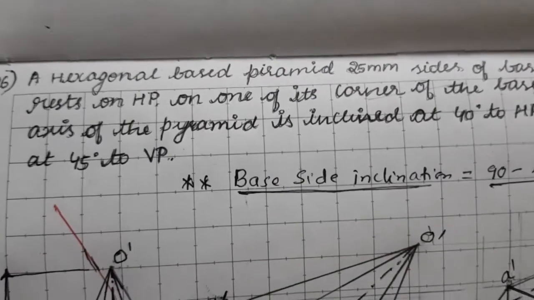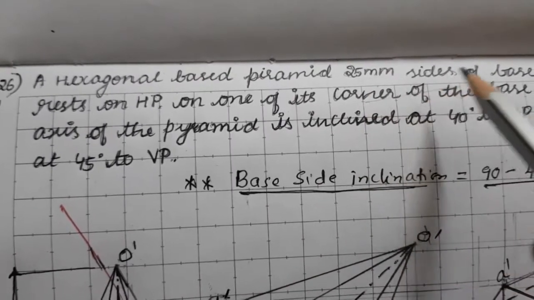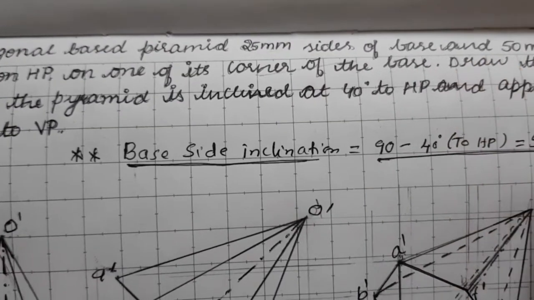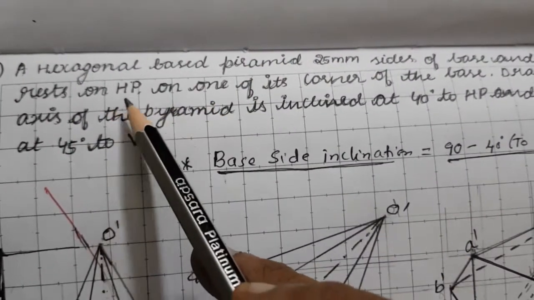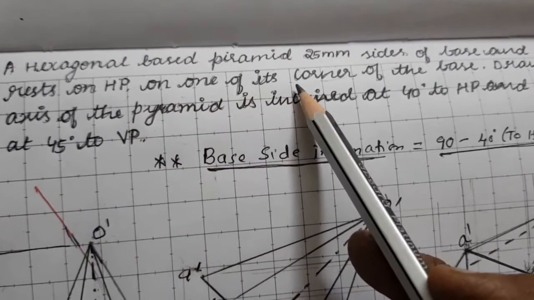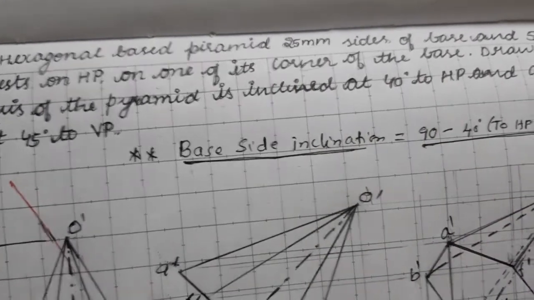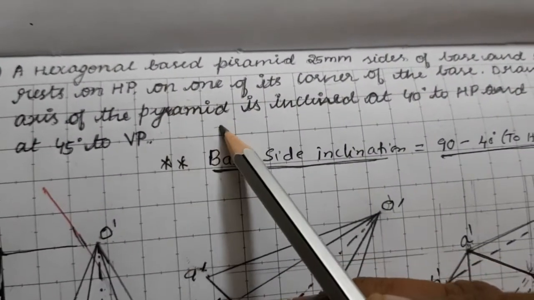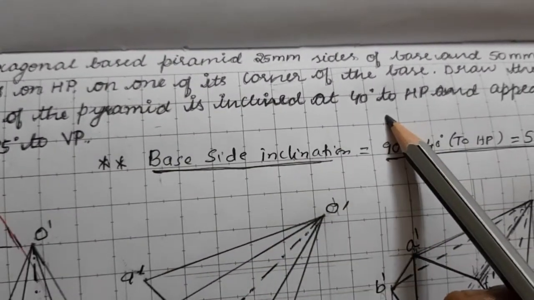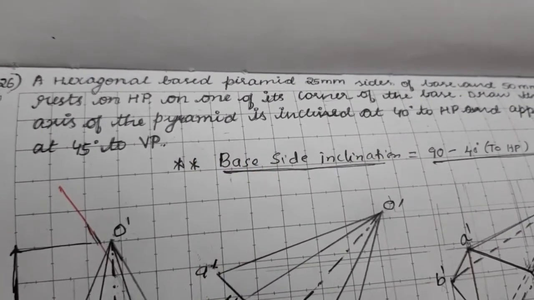So let us consider a problem: a hexagonal based pyramid, 25 mm side of the base and 50 mm axis length, resting on HP on one of the corners of the base. Draw the projections when the axis of the pyramid is inclined at 40 degrees to HP and appears to be inclined at 45 degrees to the vertical plane.